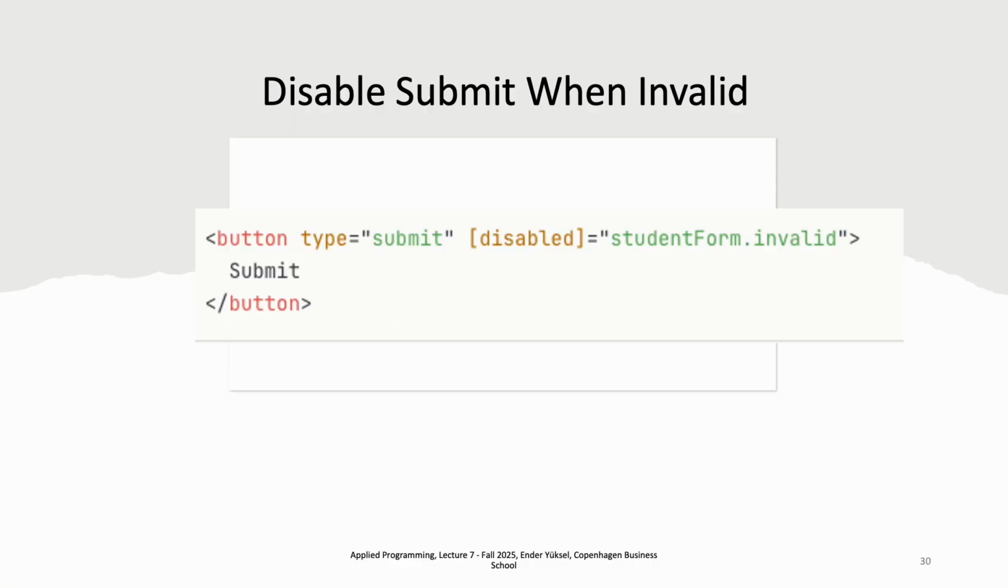Now, when we have buttons, it's a good idea not to enable buttons, especially the submit type of buttons, when the input is invalid. Here you can see the student form. If it is invalid, the button will be disabled, so we are avoiding corrupting our database or backend with any invalid user data.